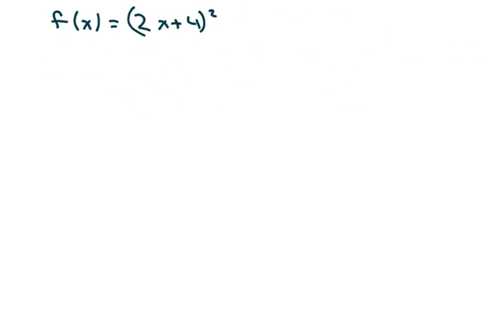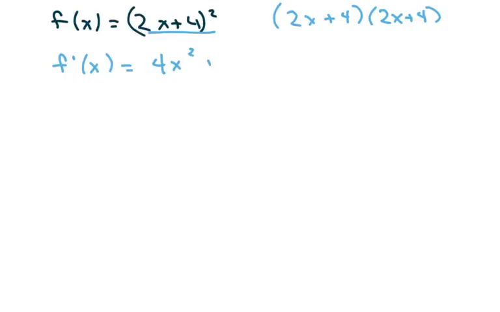Next one is this one, and if you don't know some of your other rules, I'm going to go ahead and FOIL this out. This is really 2x plus 4 times 2x plus 4. FOIL that out or just use your other rules. So this one would be 4x squared plus 16x plus 16.